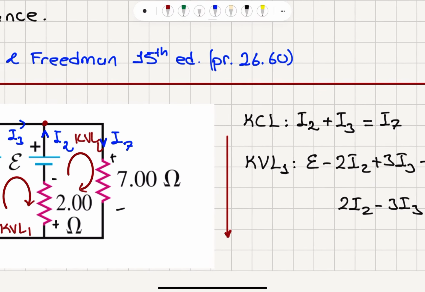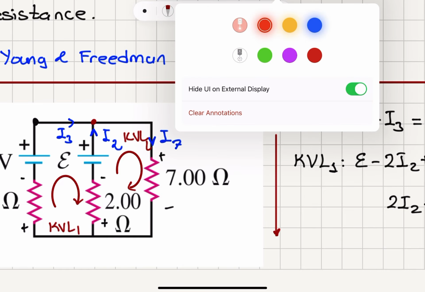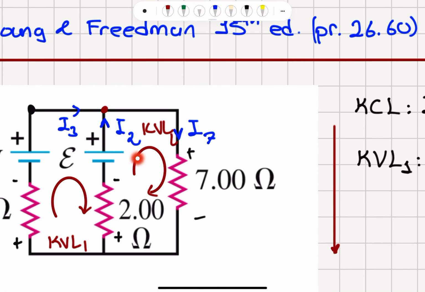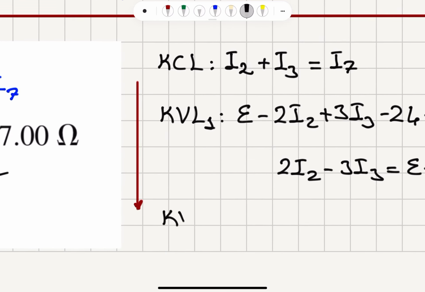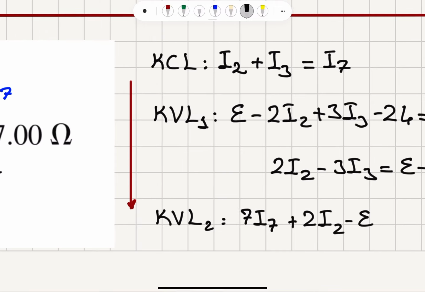Now I have another loop here, which is KVL2, and again I'm going to start at this point and end at this point. First I encounter this 7 ohms, so it is plus 7I7, and then I will have plus 2I2 minus epsilon equals 0. So KVL2 is 7I7 plus 2I2 minus epsilon is equal to 0.